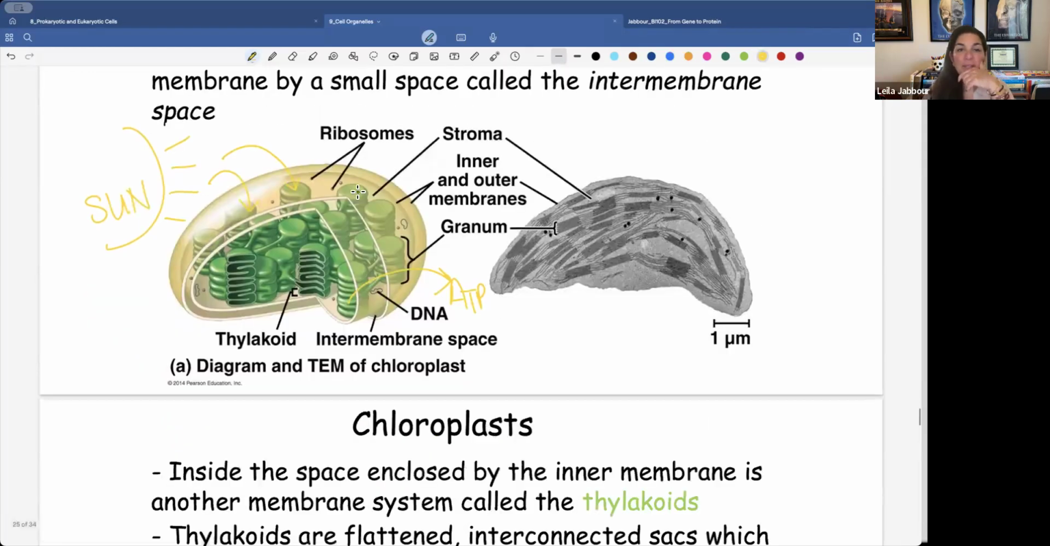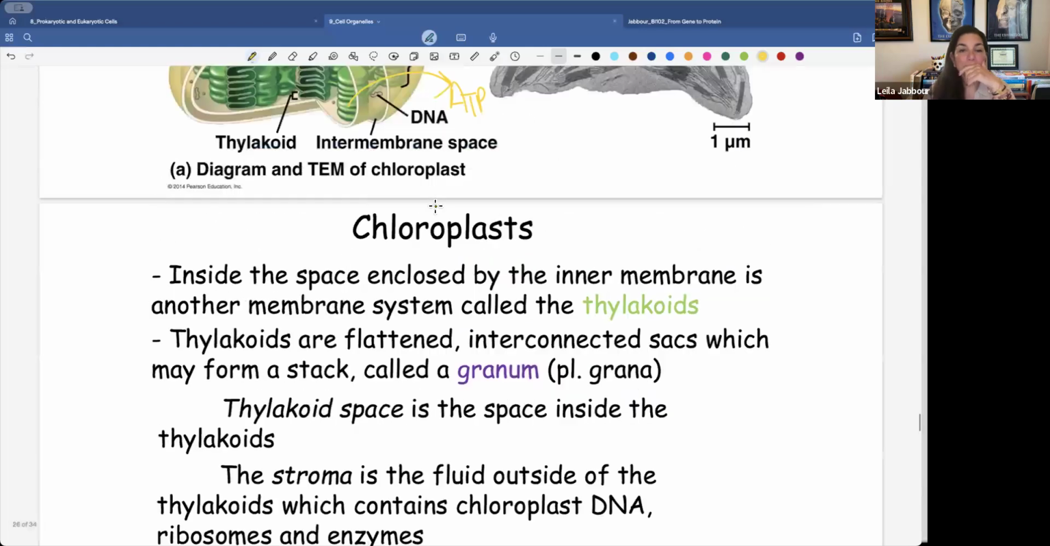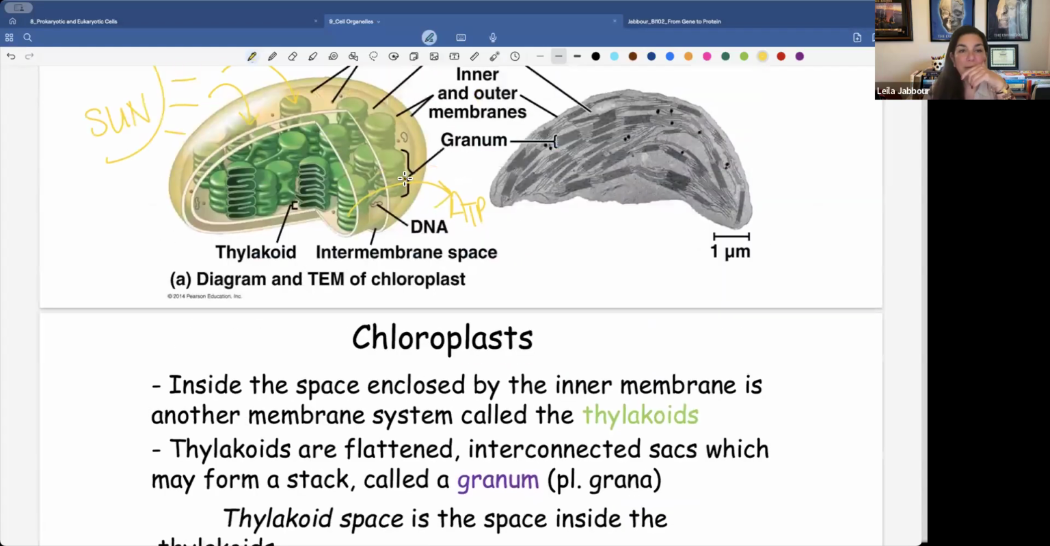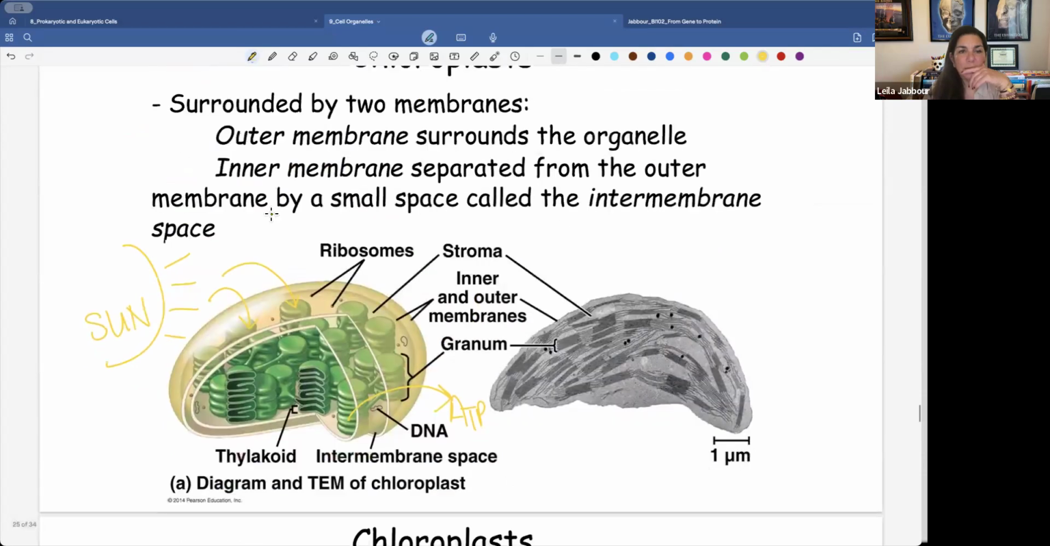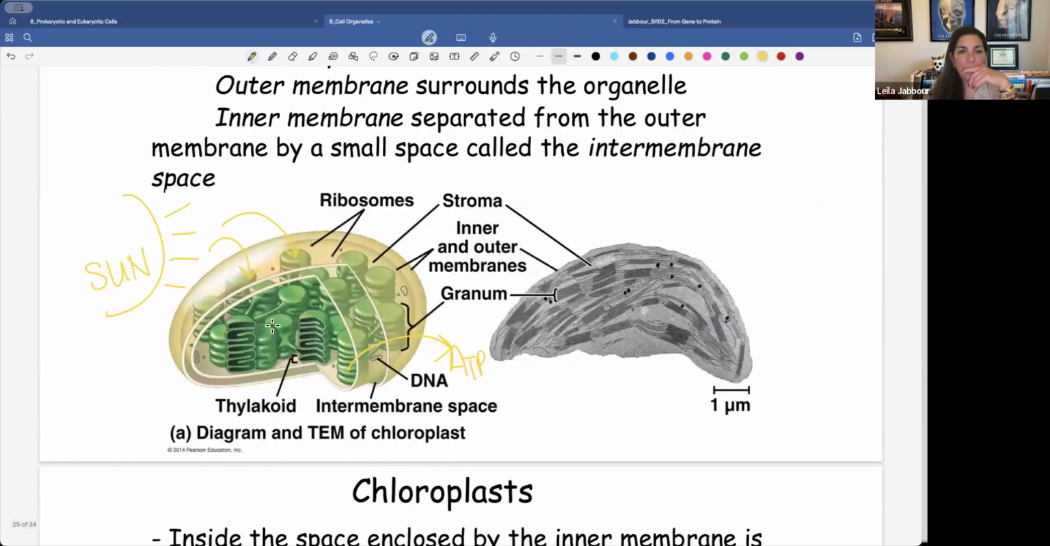So chloroplasts have this double membrane, as you can see, but they also have what we call thylakoids. Thylakoids are these stacks of grana. Yes, I was looking to see if that was labeled. So this is a granum, which is a stack of grana.